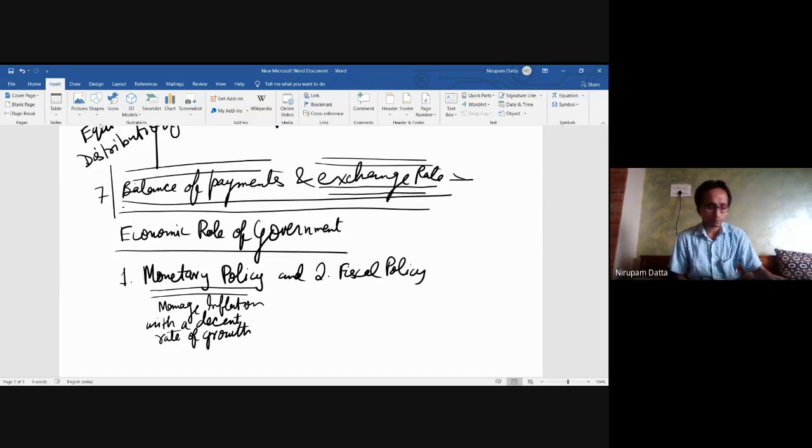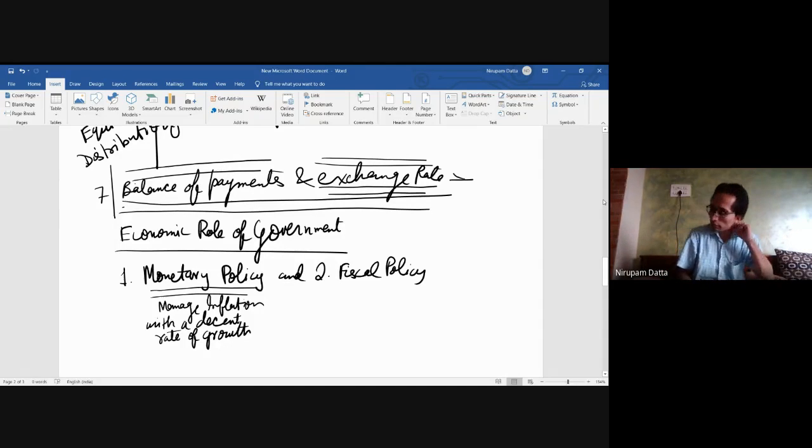So understand that monetary policy can be effective in affecting the expansion of the economy only when it is not at a liquidity trap level. Okay. So when it is at a liquidity trap level, then monetary policy is not effective. Monetary policy is effective only in the intermediate range. Either in the intermediate range or in the classical range, monetary policy is effective. Fine.